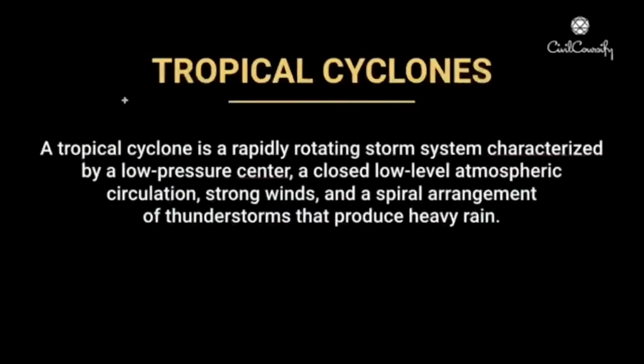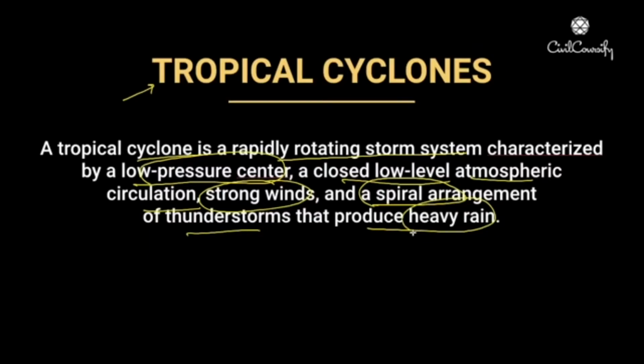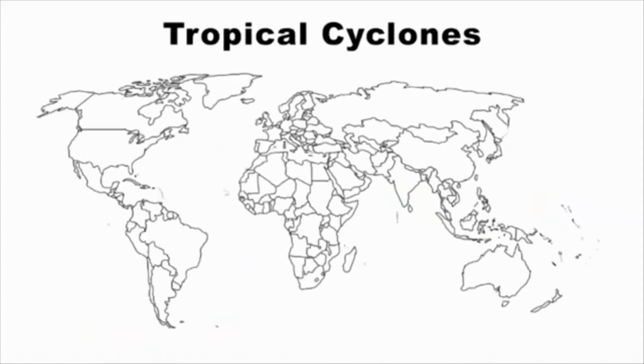First, what is a tropical cyclone? A tropical cyclone is a rapidly rotating storm characterized by a low-pressure center, strong wind, and a spiral arrangement of thunderstorms that produce heavy rains. Tropical cyclones originate over ocean areas and coastal regions.